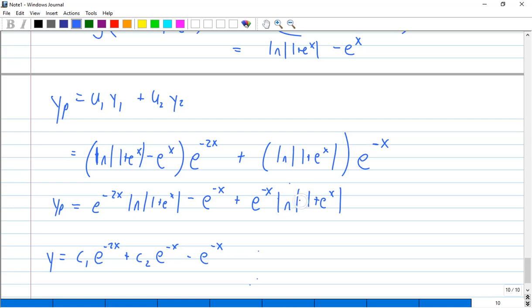And then you could factor a natural log of 1 plus e to the x out if you want to make it look a little prettier. You would have plus natural log absolute value of 1 plus e to the x times e to the negative 2x plus e to the negative x. That would be the only way that I could see simplifying. You could also factor out an e to the negative x if you wanted to, but it'll probably take any of those answers.